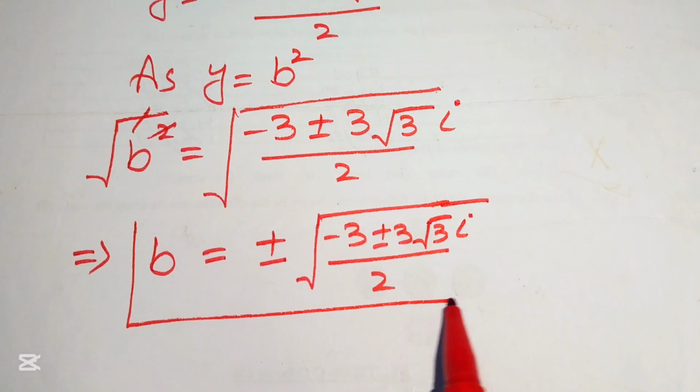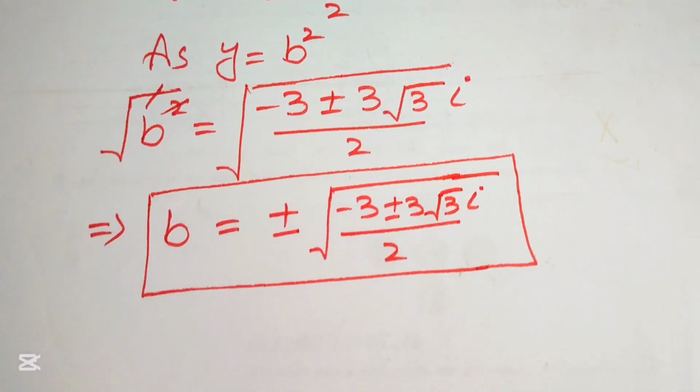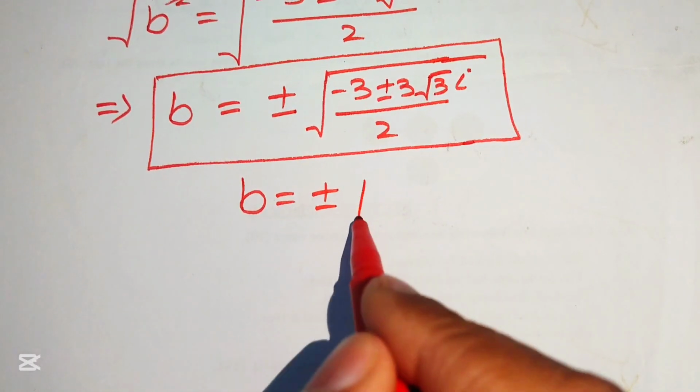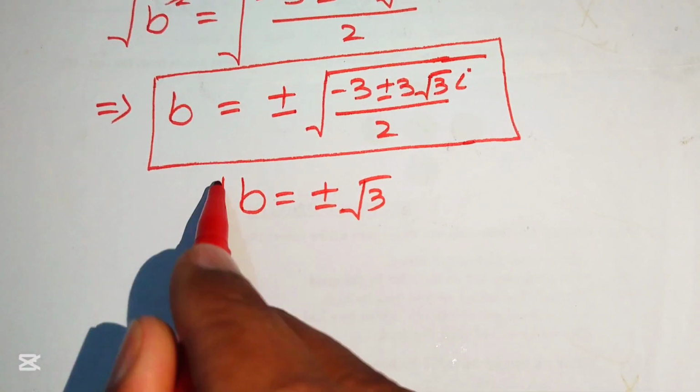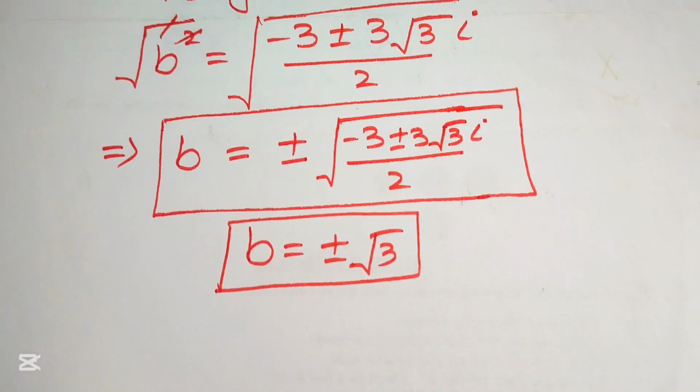So these are the 4 complex roots of the given equation, and we have the 2 real roots, plus minus square root of 3. So these are the total 6 roots of the given equation, and this is the final answer.